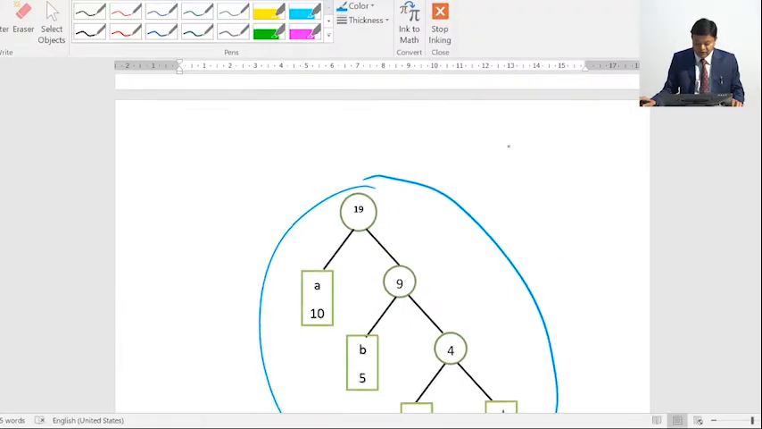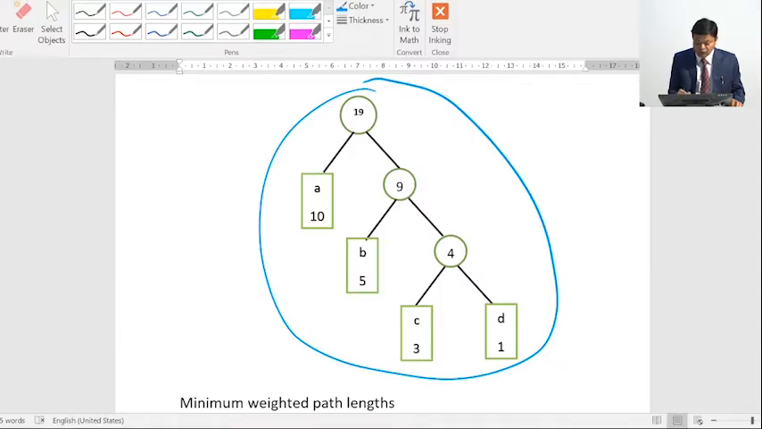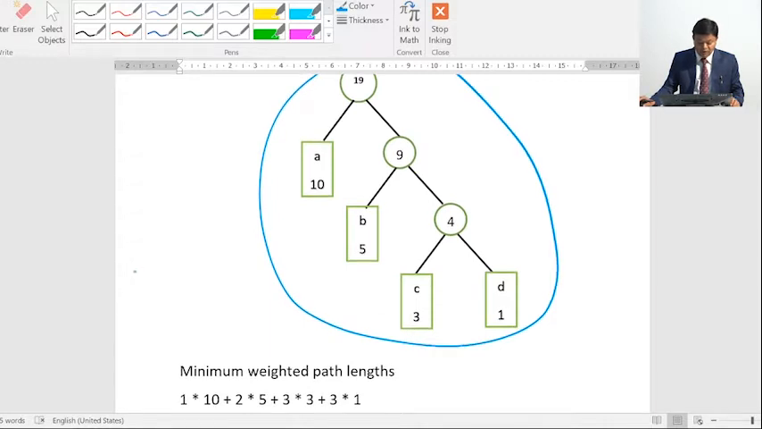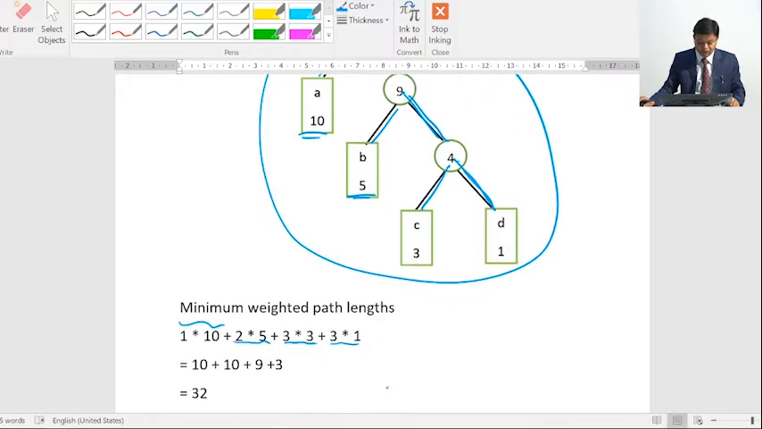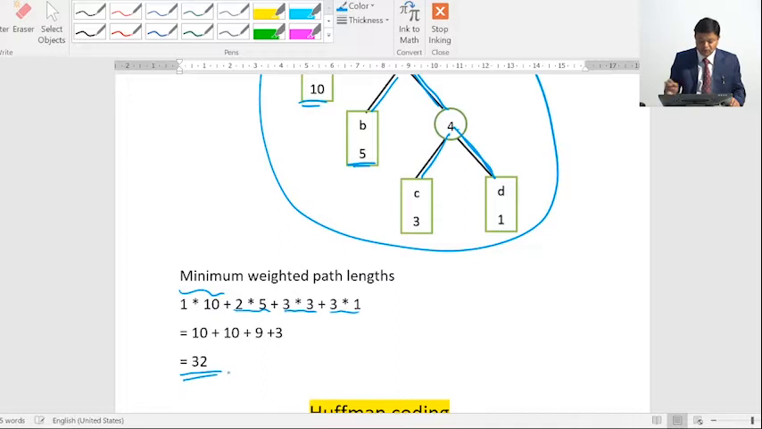So, this is our final 2 tree, which will be called Huffman's 2 tree, and which will have the minimum weighted path length. What is the minimum weighted path length of this 2 tree? This is 1 into 10, plus 2 into 5, plus 3 into 3, plus 3 into 1. So, this becomes the minimum weighted path length, which is 32. This is the minimum weighted path length for this Huffman's tree.